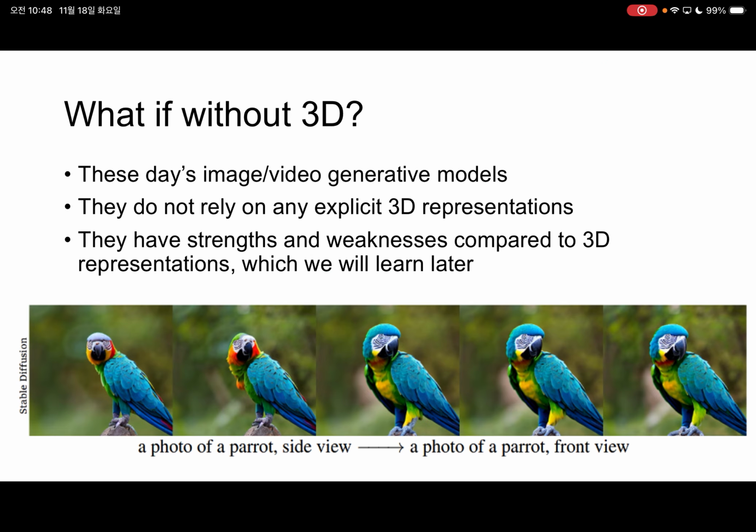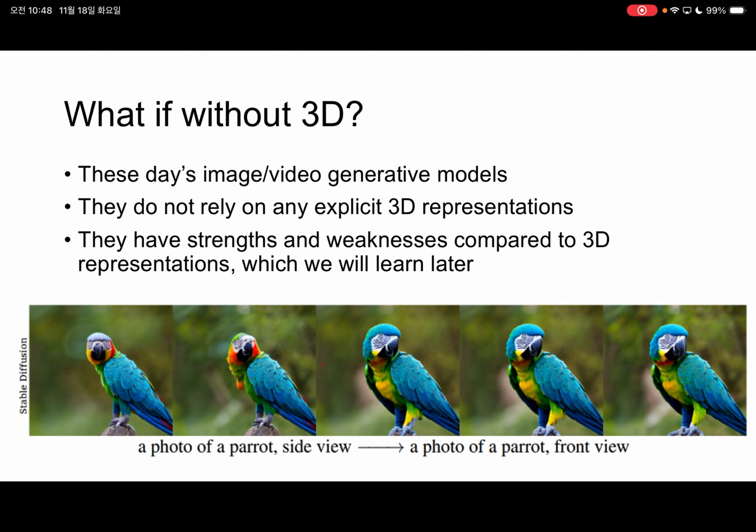So as I introduced very briefly, we can do without 3D, right? Especially these days, we have very strong image and video generative models, right? Maybe we can give a text prompt to change the color of this bird, or we can change the pose of this bird based on a text prompt. I think this example is too easy for these days, right? But this shows the typical failure case of image and video generative models.